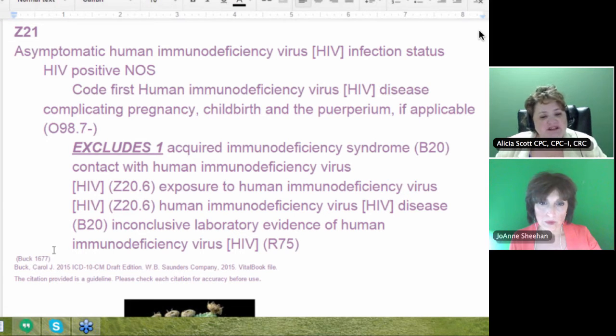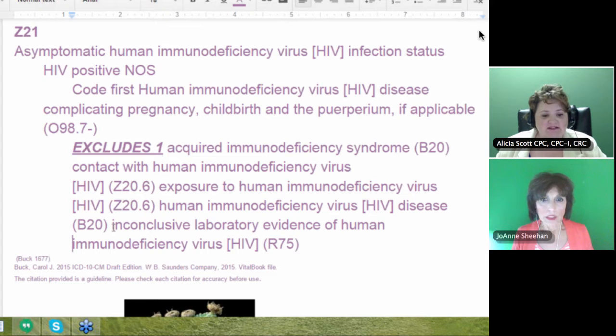Now, notice the excludes. In ICD-10, you have an Excludes1 and Excludes2, but it's telling you that this is excluding somebody that has AIDS, which is B20, and I'll show you that. And then don't confuse Z21 with being exposed to the HIV virus, which is Z20.6. Just because you've been exposed doesn't mean that you're HIV positive.